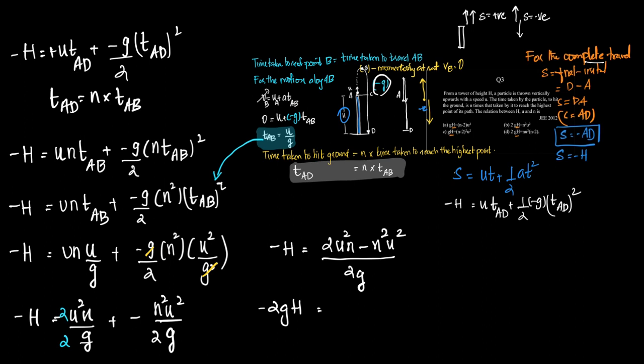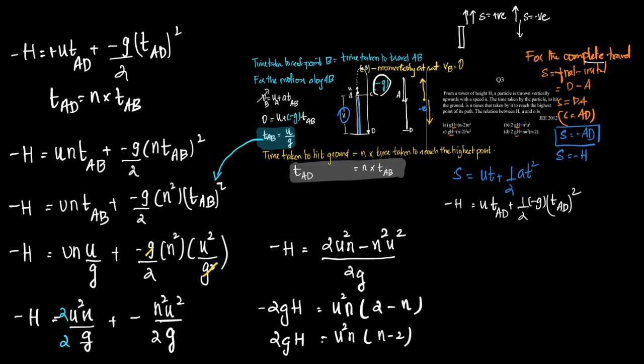now both the terms have U square, so we can take U square, and I can take N common here, which will give you 2 minus N. Now if you multiply negative on both sides, negative 1 into 2GH becomes positive 2GH is equal to U square N into 2 minus N into minus 1, which will give you N minus 2.